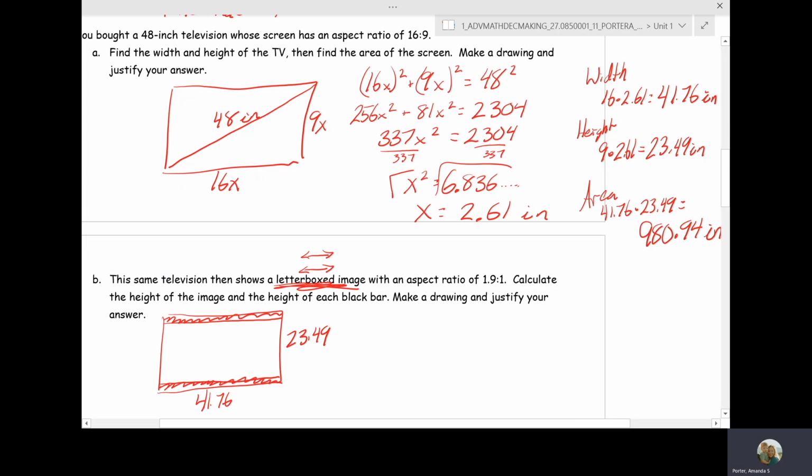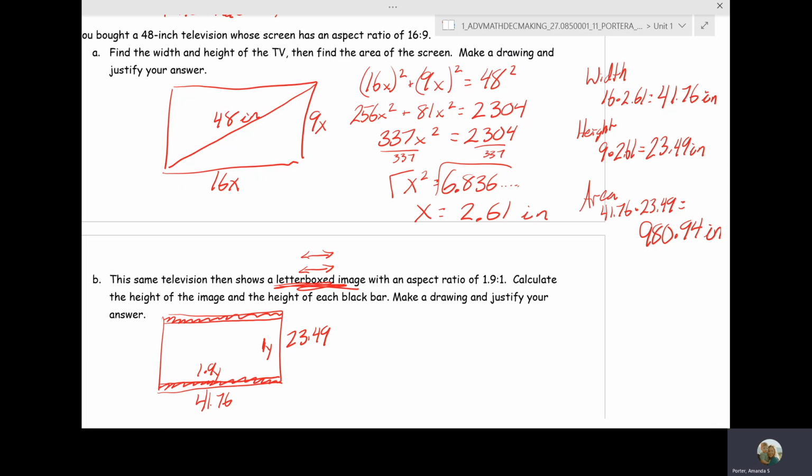And this image, this thing on the inside, also has its own aspect ratio. We have a 1.9 and we have a 1. But just like last time, it's not 1.9 inches or 1 inch. It is multiplied by some amount that I don't know yet. So I'm going to call it a y. I don't like using the same variable, so I don't call it an x, I call it a y.